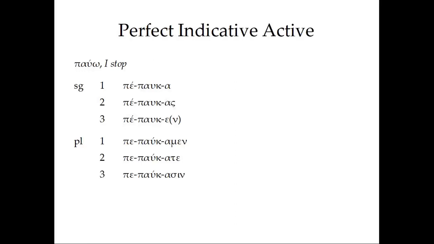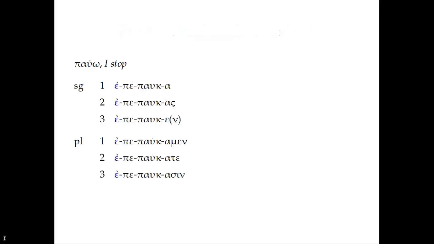Let's take a look, starting with the perfect indicative active. So pepauka, I have stopped. And we're going to see some of the changes that take place in going from the perfect to the pluperfect. So first of all, as we just indicated, we're going to add the past augment, epsilon. And we're going to take a look at these endings because they're going to change slightly in each case. It's mostly going to be the vowels in them.